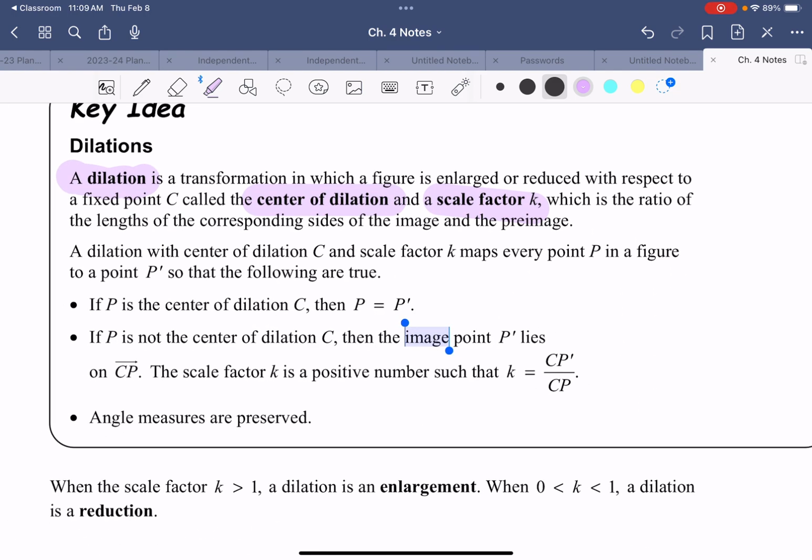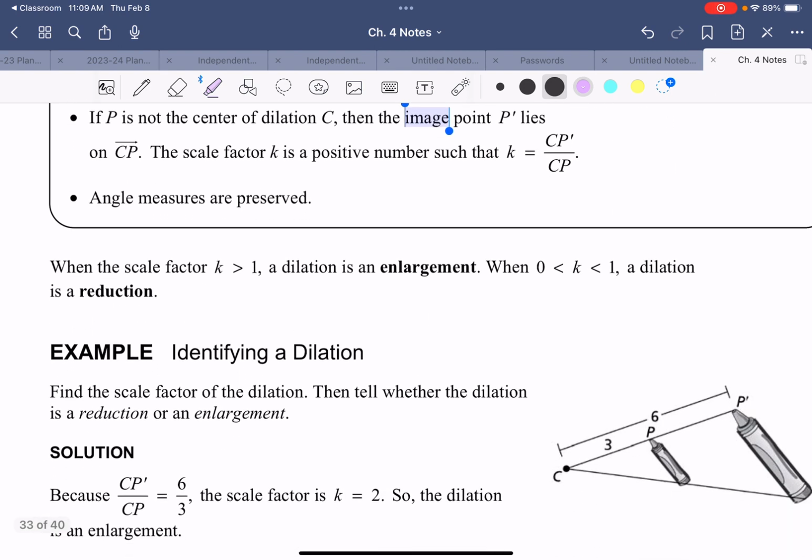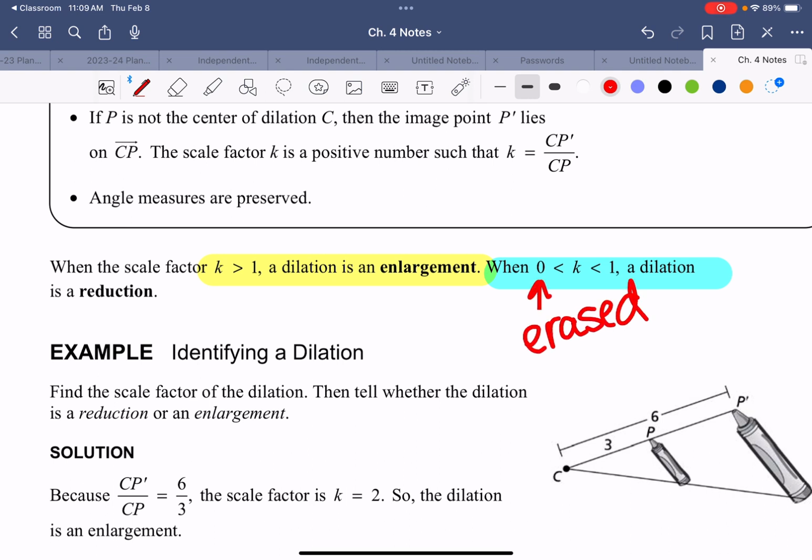These are dilations right here that we perform every day on our iPad. Now, this scale factor is going to mean, am I enlarging it or am I shrinking it? A scale factor of 2 means I'm doubling its size. A scale factor of 1/2 means I'm going to shrink it. And this is where we get here. If your K value is greater than 1, we are enlarging it. If it is between 0 and 1, then that is where we're shrinking it. We're reducing its size.